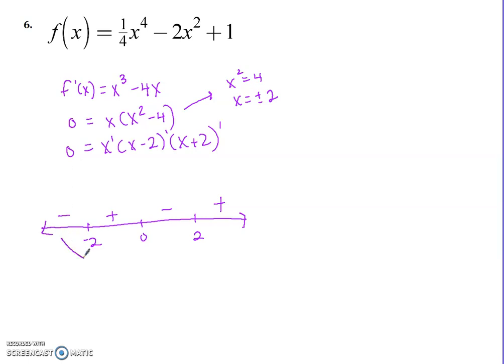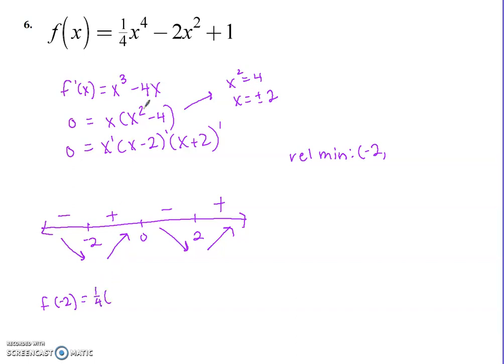So then we've got decreasing, increasing, decreasing, increasing. So I can see this is a minimum. So I'm going to have a relative minimum at x equals -2. To find the y value, I go back to the original equation. So this will be f of -2.